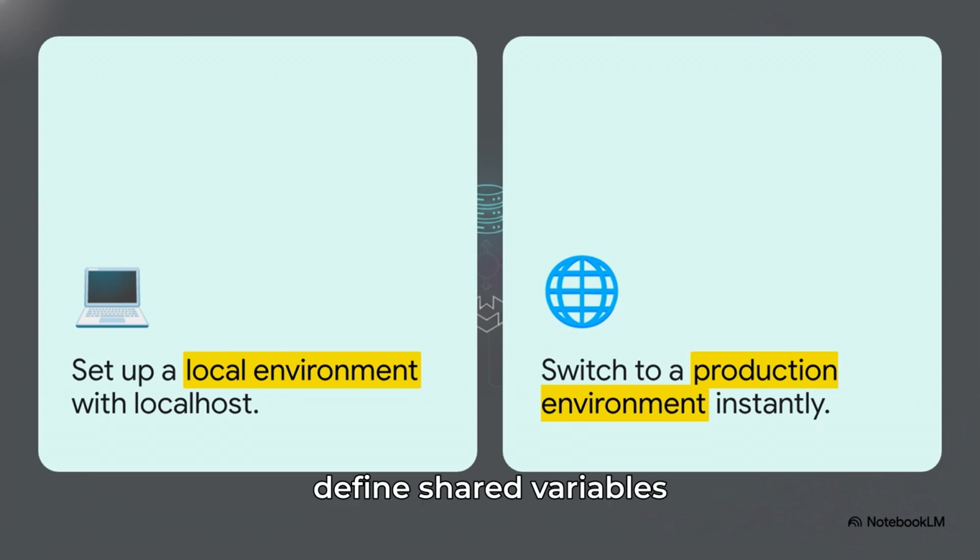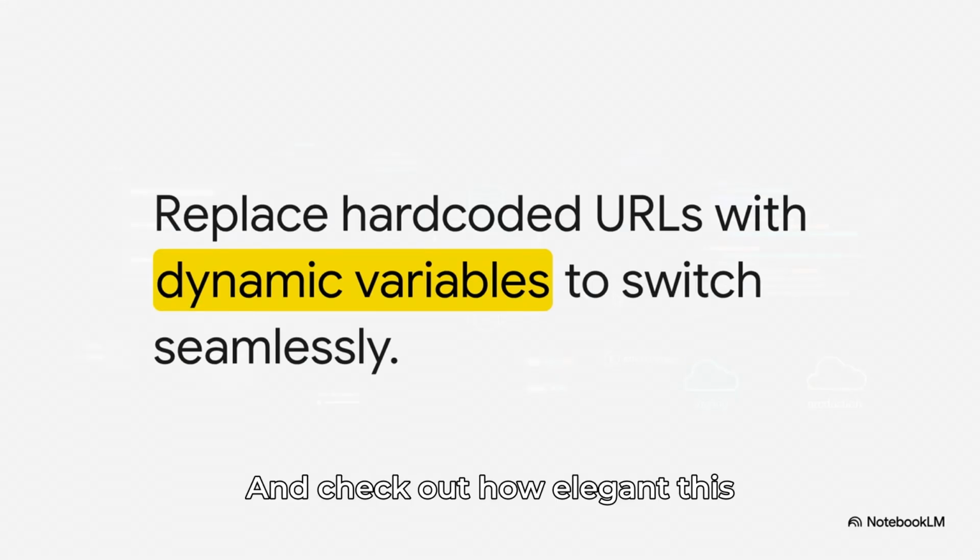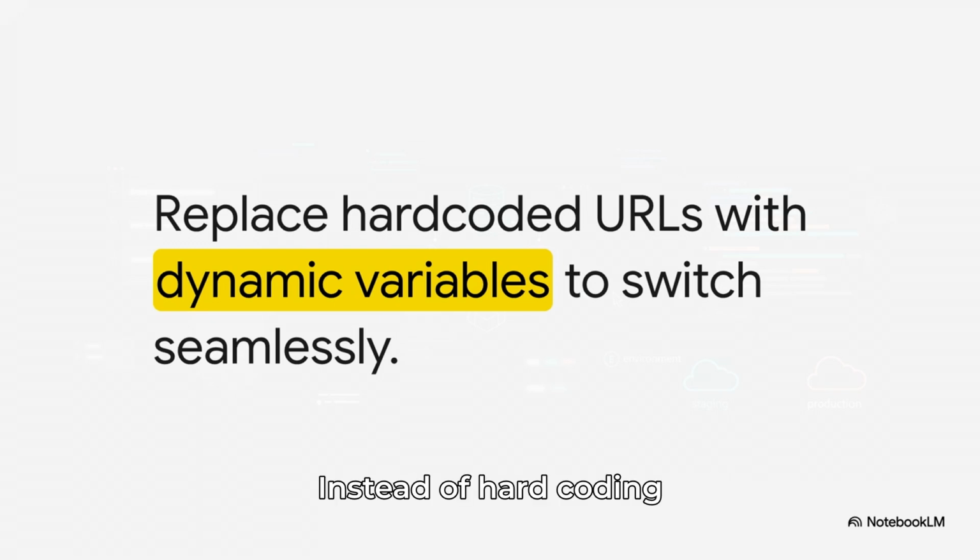In there, you define shared variables or environment-specific ones, like pointing to localhost 3000 for local dev or api.example.com for production. Once you save that, a super handy environment selector just magically appears in your status bar. And check out how elegant this substitution syntax is. Instead of hard-coding your URLs everywhere, you literally just write host wrapped in double curly braces.